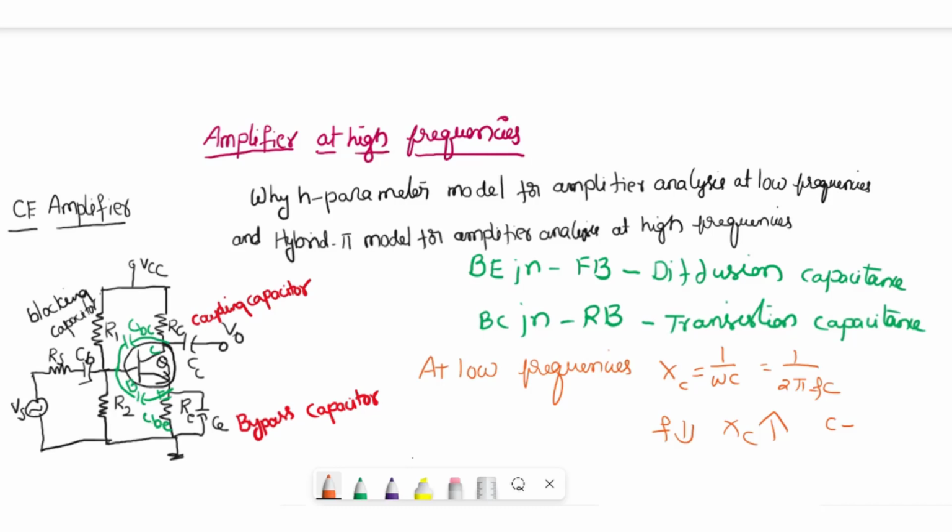Why is it open circuit? In a similar way like a resistor, when the resistance value is high, it won't allow current, means the resistor acts as open circuit. In the same way for a capacitor, you must check the reactance. If the reactance is high, the capacitor acts as open circuit. So now let me see what will happen to all these capacitors at these low frequencies. The blocking capacitor, bypass capacitor, coupling capacitor and the two junction capacitors are open circuited.